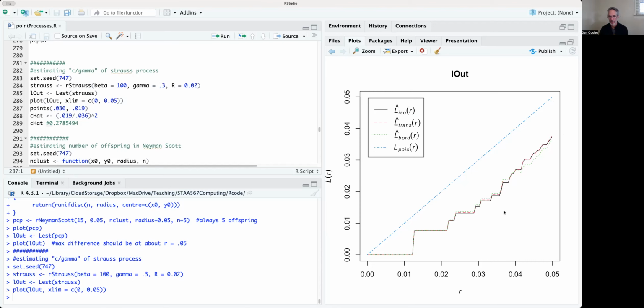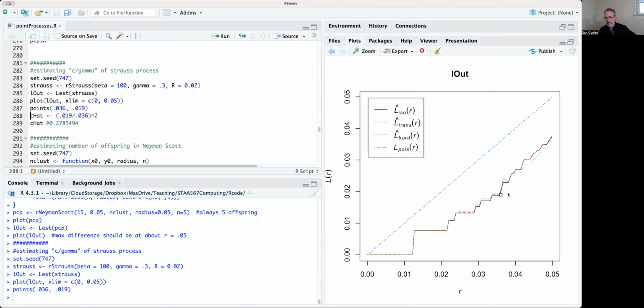So what I tried to do was find basically maybe it's this point right here. And so I located that guy. I said it's at 0.036, 0.019, and that was of course done by trial and error, but basically here is the location of the point on my L curve. So the slope, the rise would be 0.019, the run would be 0.036. My estimate for C would be the square of that value.